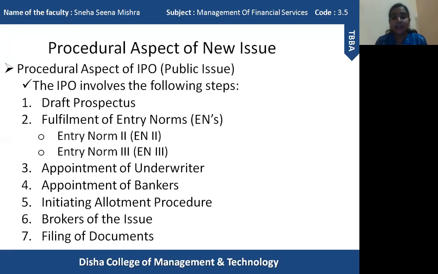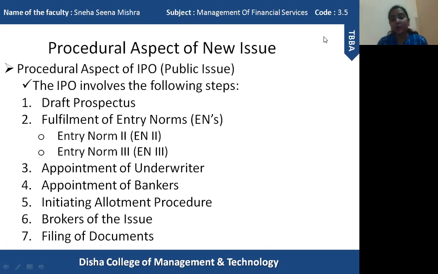The next one is initiating the allotment process. Once the company starts getting applications for the issue of shares, they need to start the allotment procedure. They need to allot shares to the public with respect to the applications they have received. Whenever the subscription has reached a minimum level, because it may be oversubscription or undersubscription, the allotment procedure will start. If the applications are over the minimum level of subscription, only then does the allotment process start.